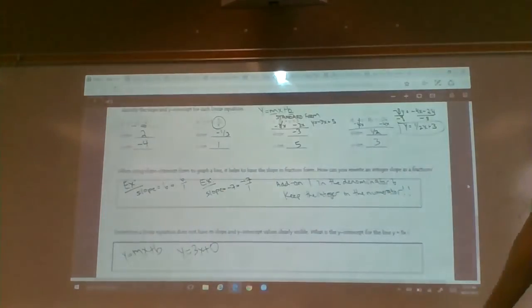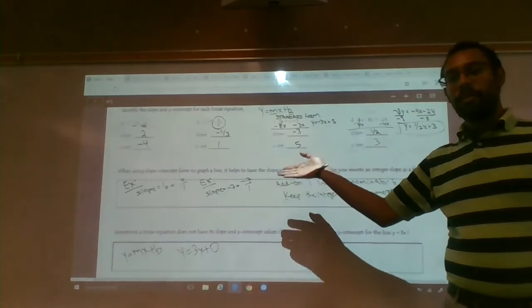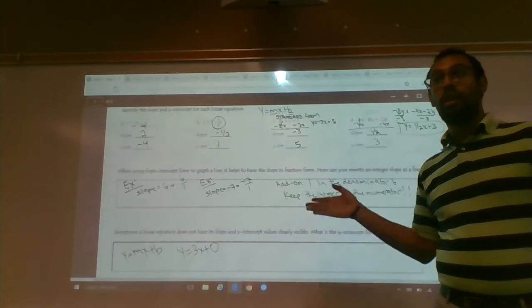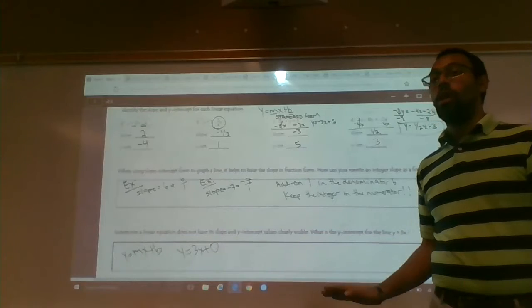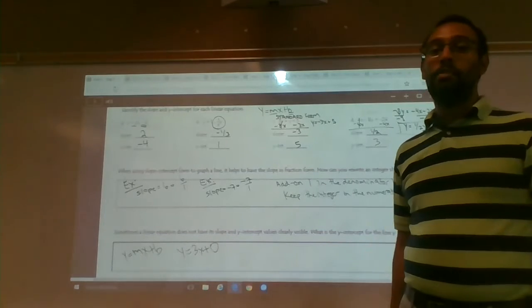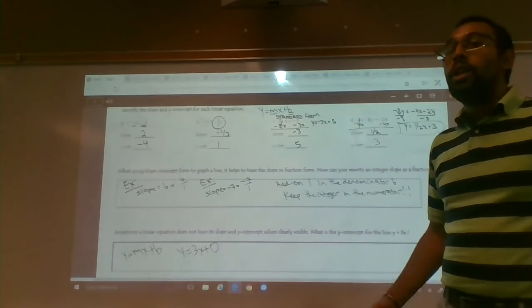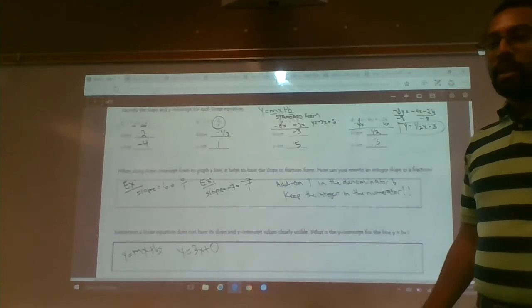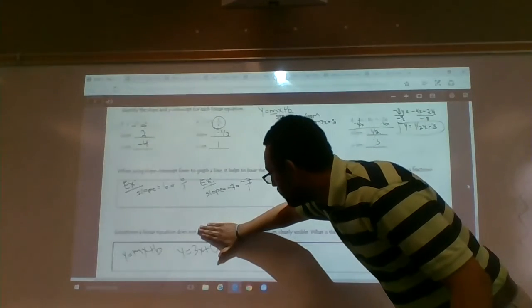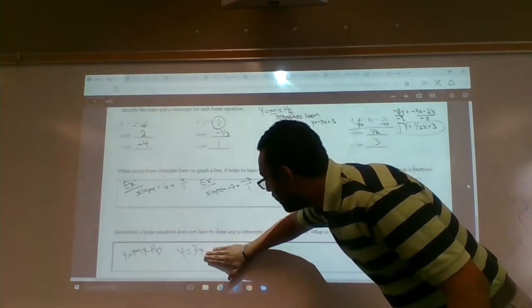Now, if you were to put y equals 3x plus 0 on a quiz, on a test, I would not count it wrong because you're telling me the y-intercept is 0. We usually don't do it because we don't need to. So we just erase it.